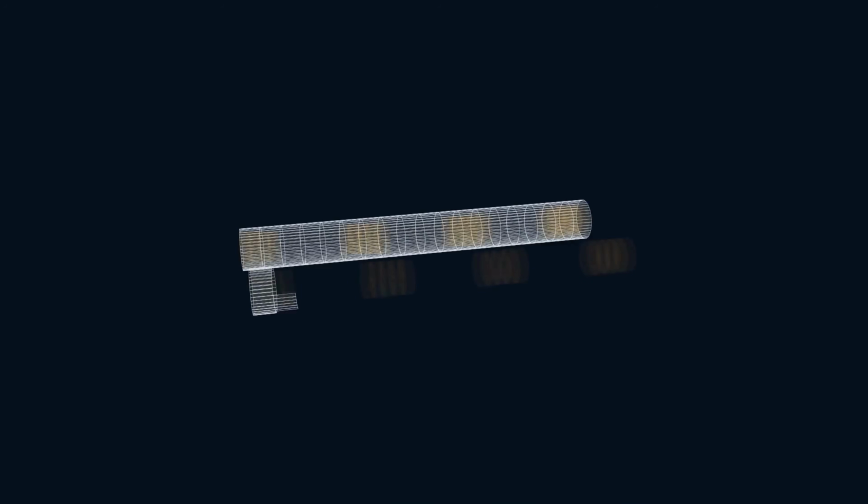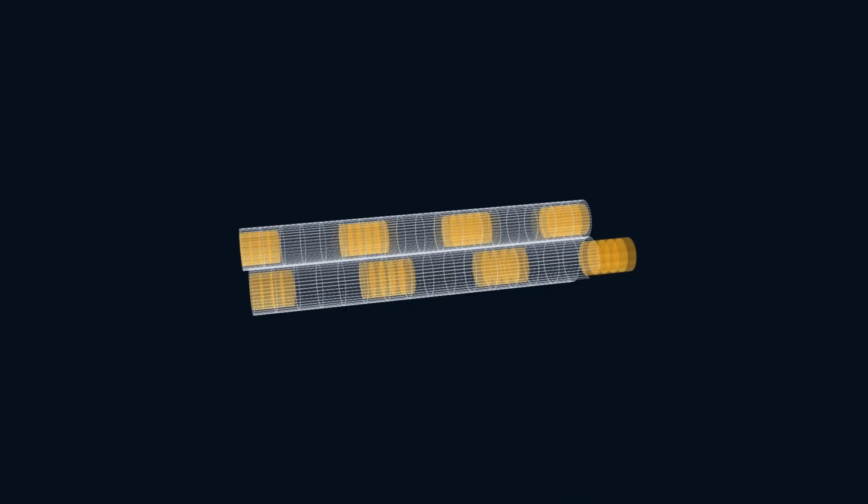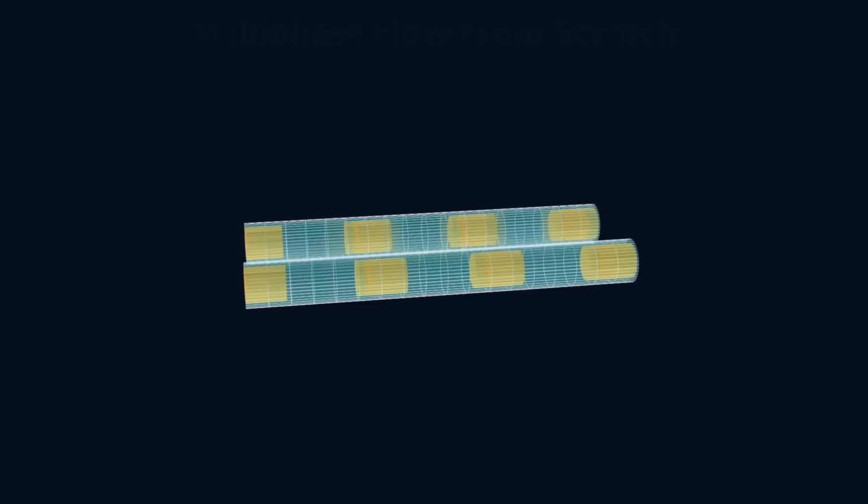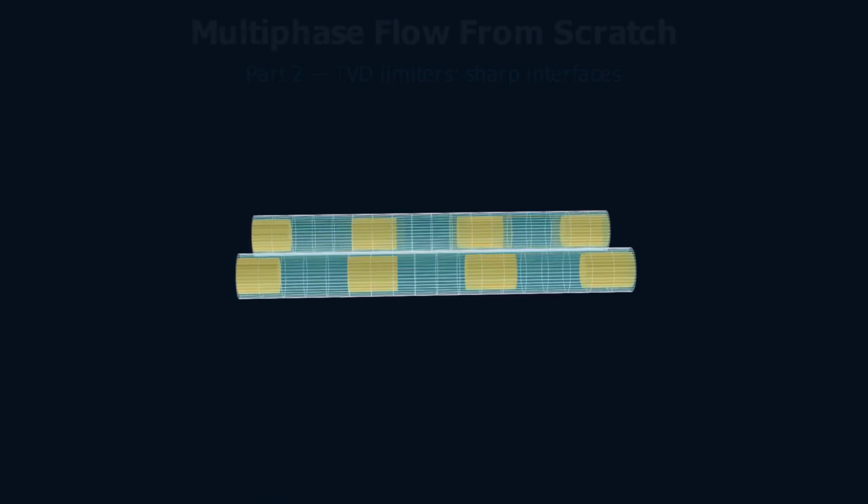Two pipes. The same 10 meters, the same air and water, the same slug train fed at the same inlet, the same pressure drop. Both of these are the output of a working, mass-conserving solver. And they disagree completely about what the flow looks like. The top pipe is the first-order upwind scheme we built in Part 1.